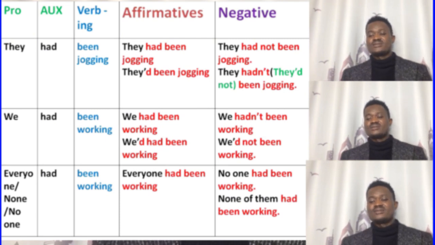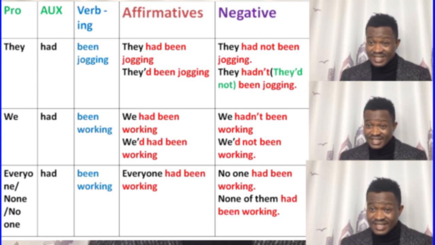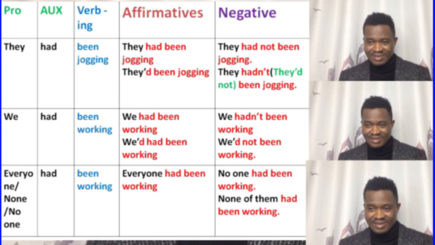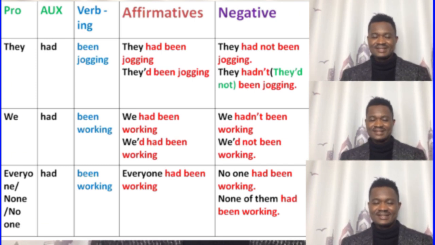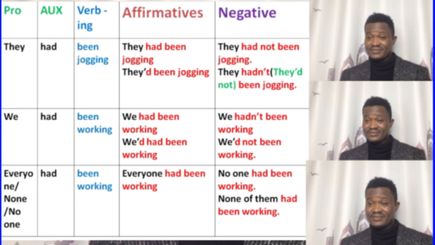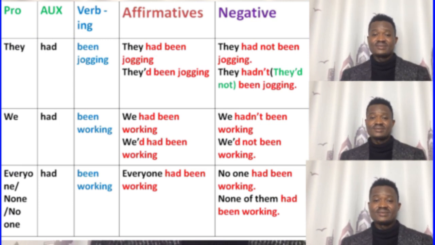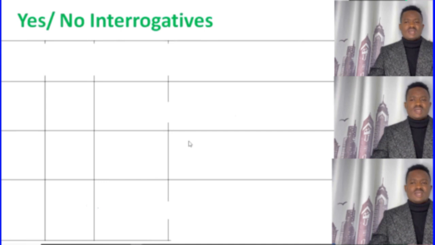None of them had been walking. None of them have been walking. Use one, none, indicates negative. None of them have been walking. Okay, let's go.